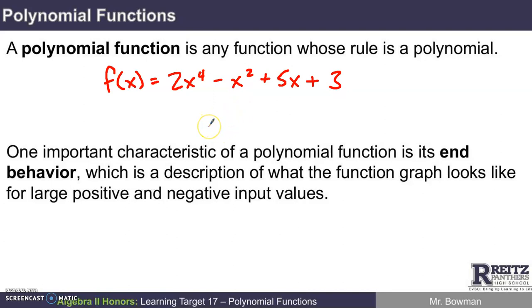And the purpose of this screencast is to introduce you to one important characteristic of the polynomial function, which is its end behavior. The end behavior of a polynomial describes what the function graph looks like for large positive and negative input values.